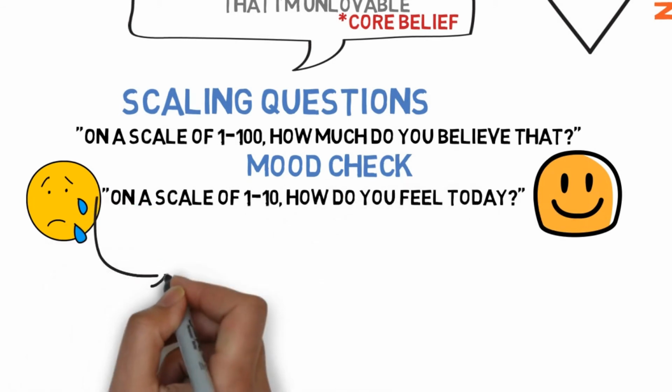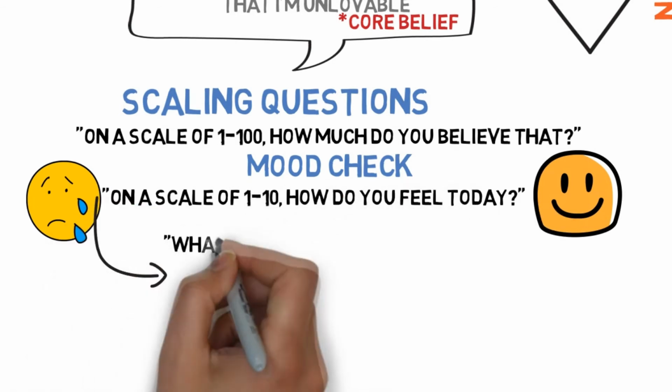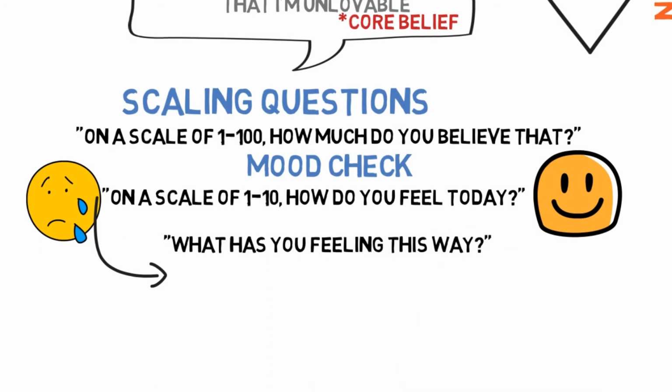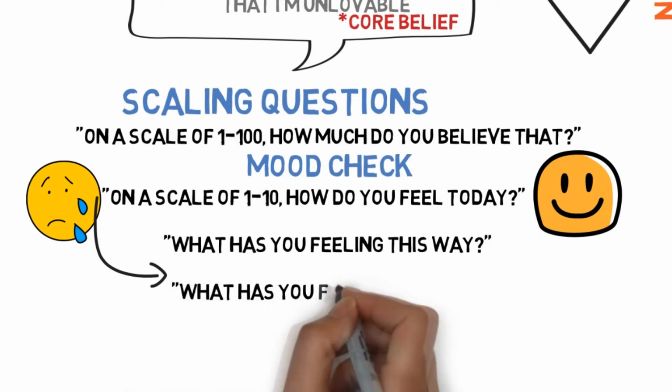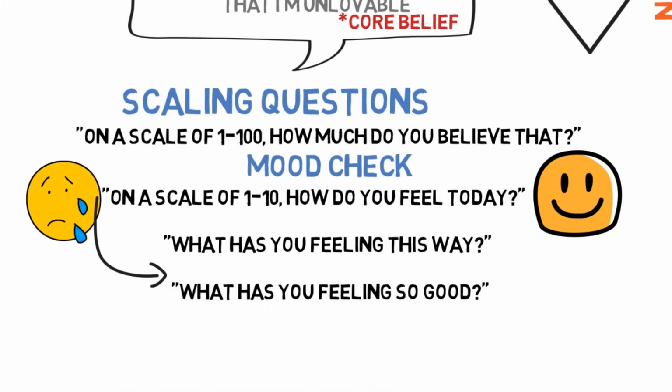For a low number, ask what has the client feeling this way. This can help streamline the client into getting into their emotions. For high numbers, ask what's the difference about today that's got you feeling so good. This can lead to solutions that may not have normally presented themselves.